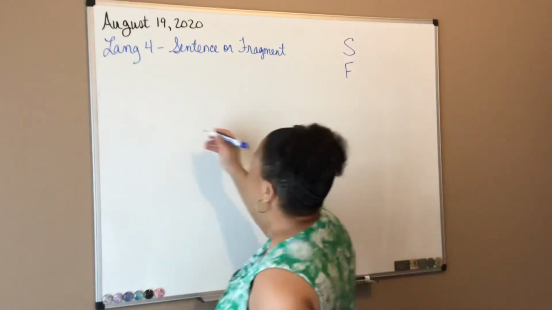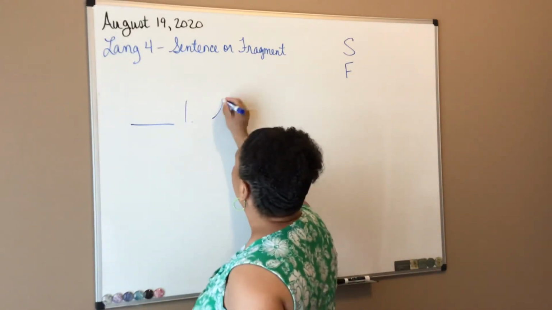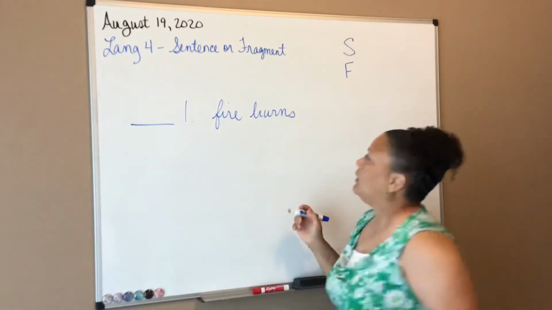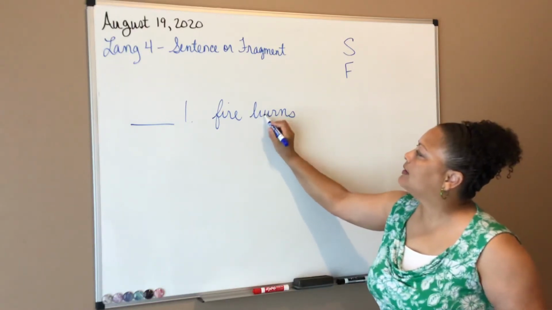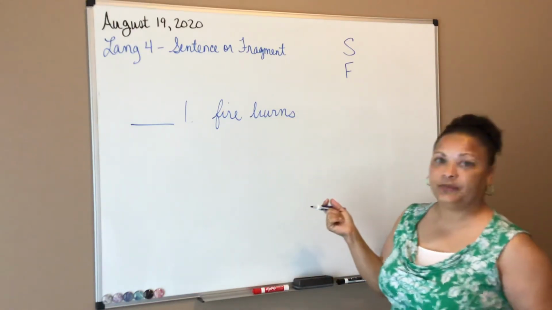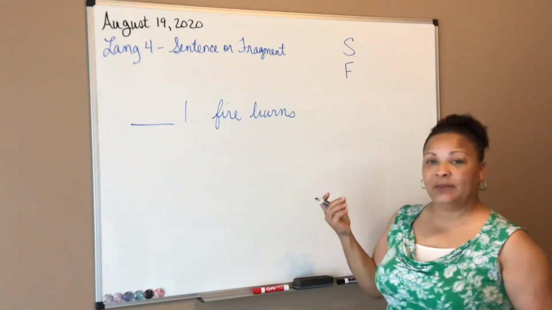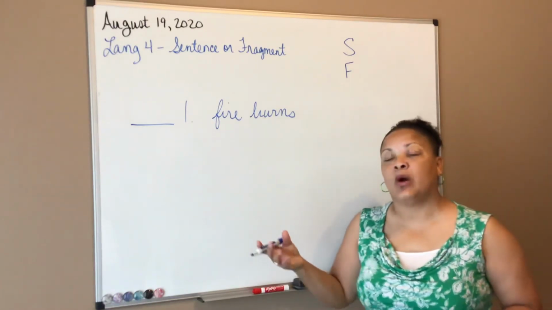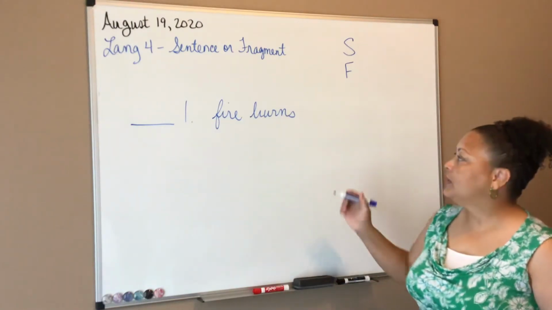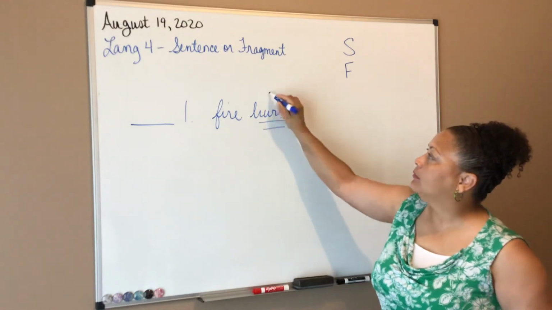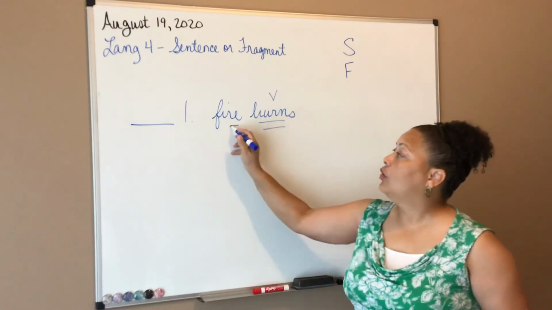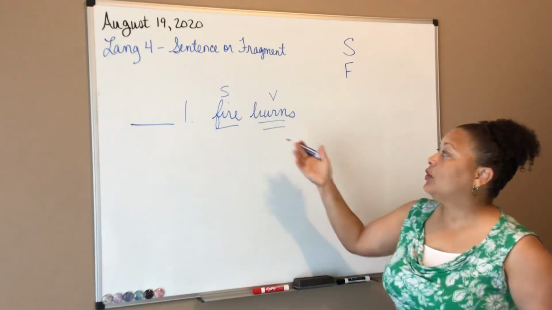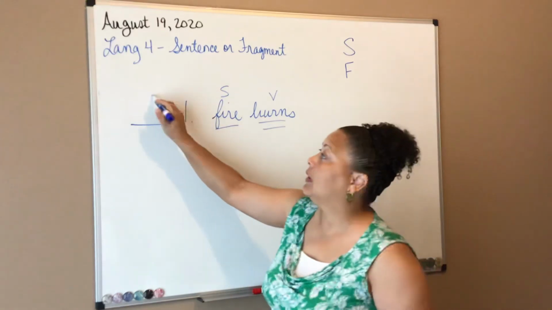Number 1 says, fire burns. Now, is this a complete thought? Is this a sentence? Okay. Do we have a verb, something that's happening? And do we have the subject that tells who or what did it? So burns is a verb, right? Who or what burns? Fire burns. Fire is my subject, right? So this is actually a sentence.